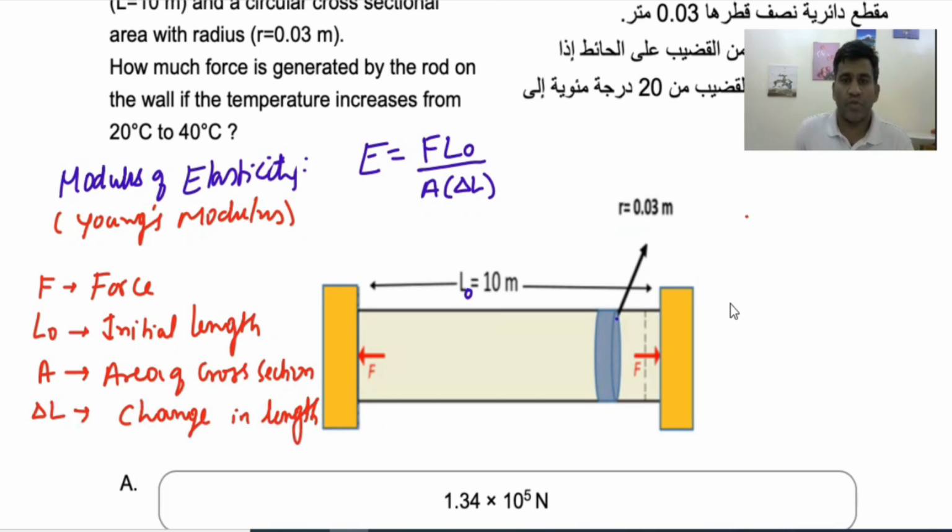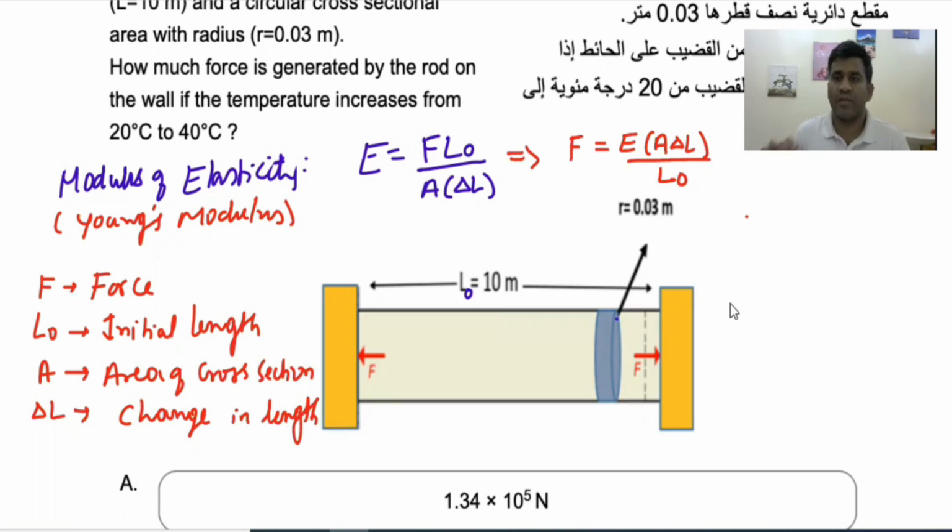So to calculate the force, I have to arrange this given expression in terms of F. How can you arrange it? By doing simple mathematics, I can write the value of F as E times A times delta L divided by L naught. Now to calculate the force, I should know how much is the change in the length, what is the area, the initial length, and the Young's modulus.